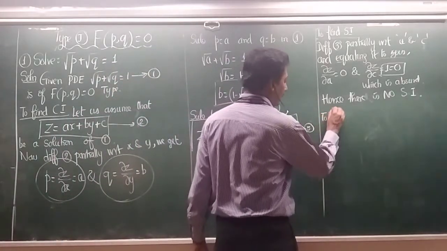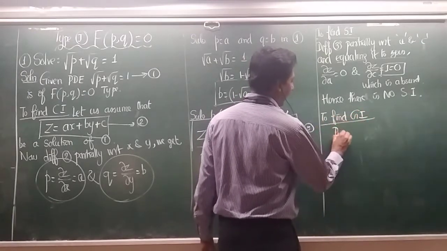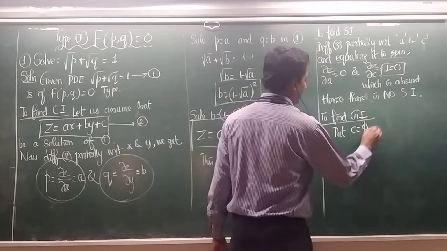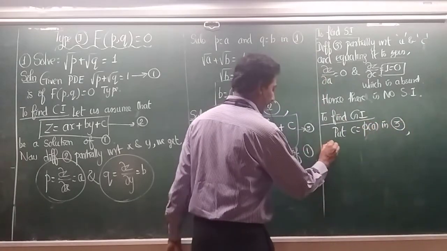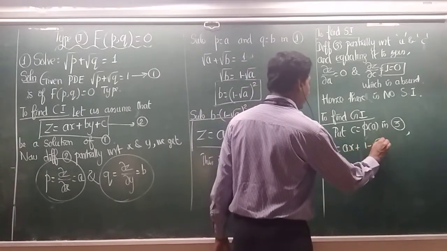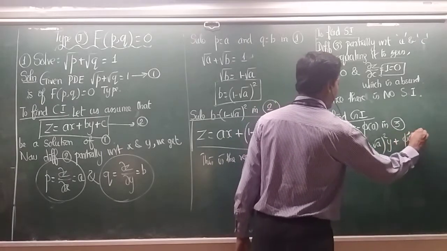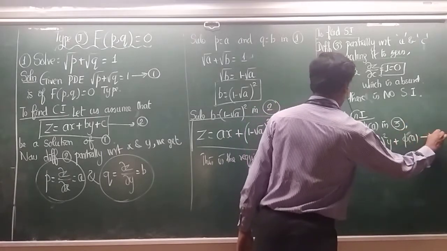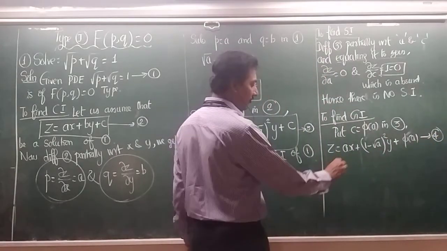So what about the general integral? Let us take c to be a function of a in the complete integral number 3. We get z is equal to ax plus 1 minus root a to the whole square into y plus phi of a. This is number 4. Let us see that equation number 4 is only in terms of a.